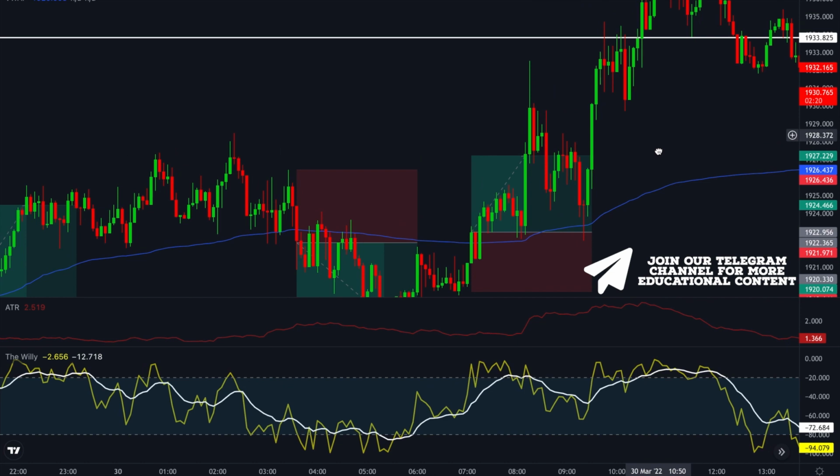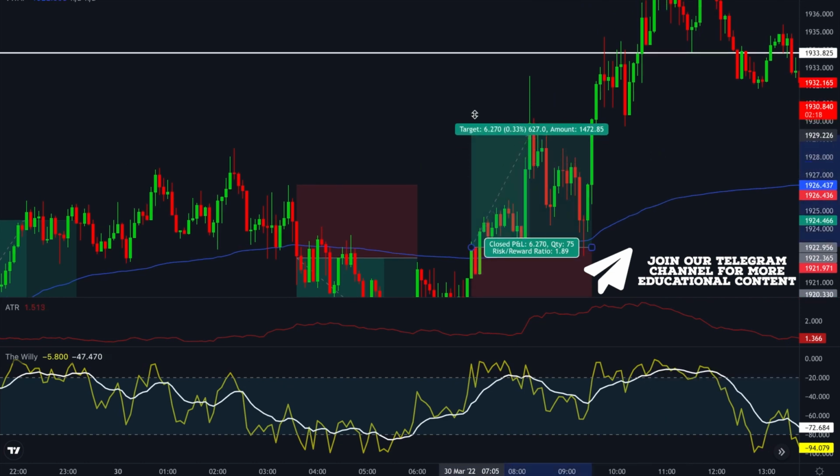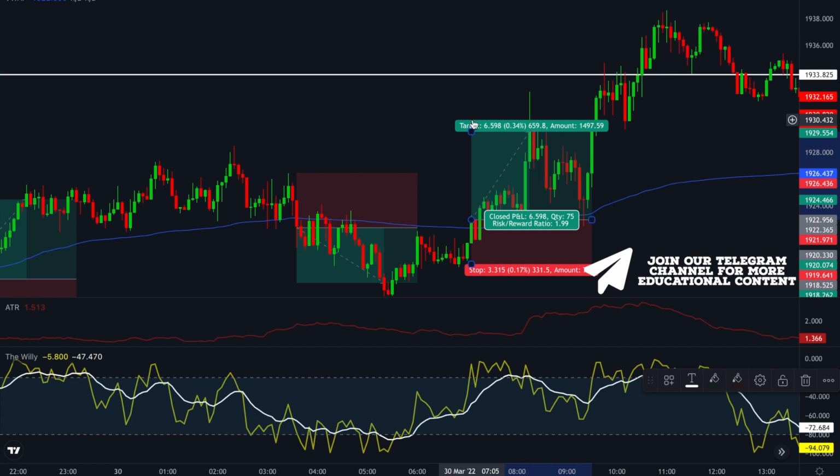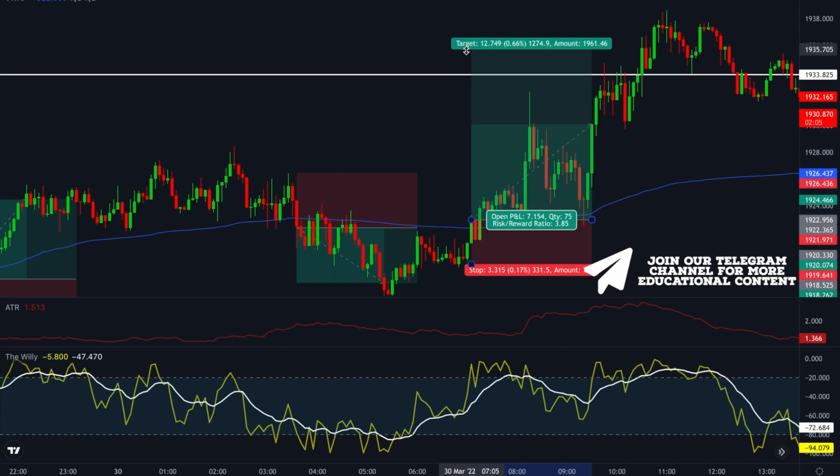And as you can see, we received another monster 2-for-1 risk-to-reward trade, and the price then proceeded up even further, giving us a perfect 4-for-1 risk-to-reward trade as well.